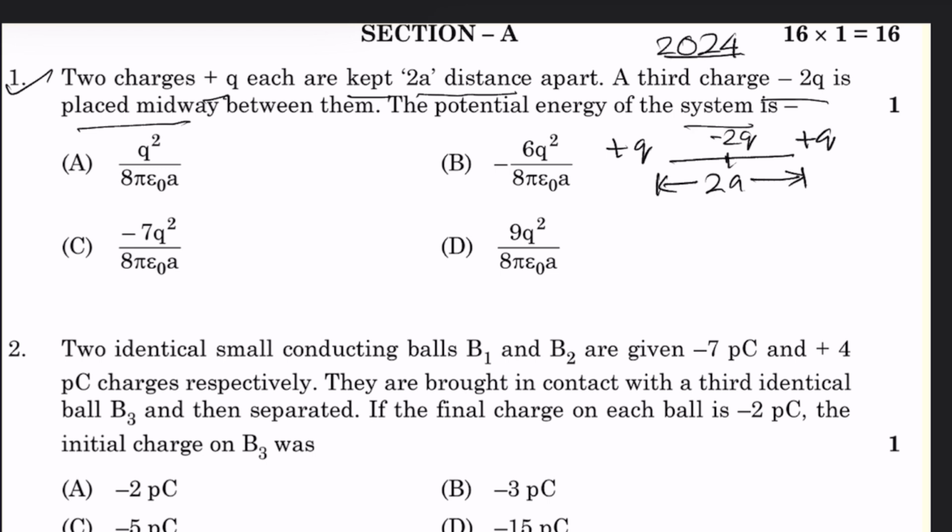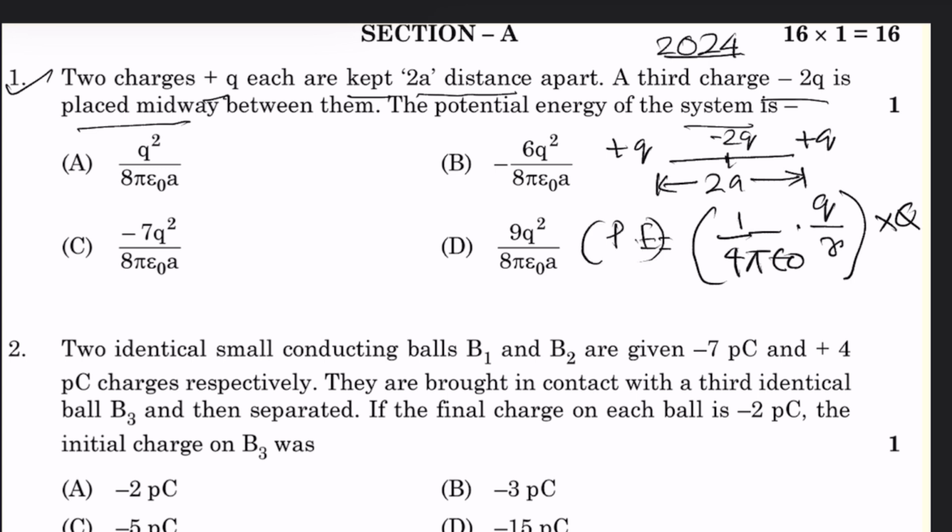So what is potential and what is potential energy? Potential is 1 by 4 pi epsilon 0 into charge divided by the distance. This is the distance, this is the potential, and potential energy is this into the charge. This is called the potential energy expression. So let us see.